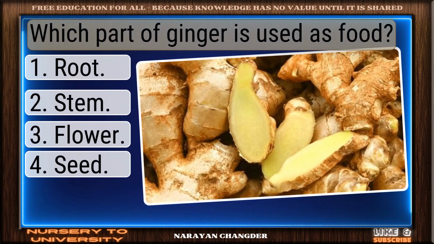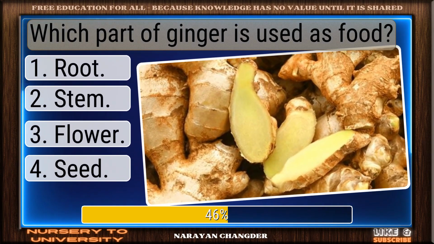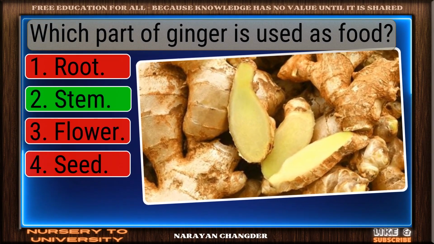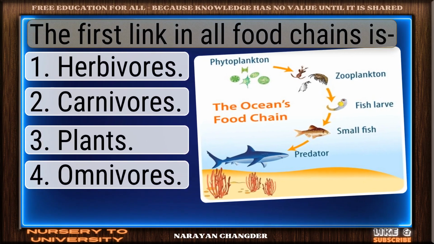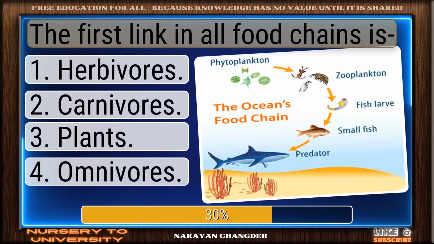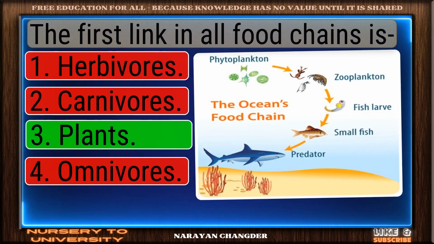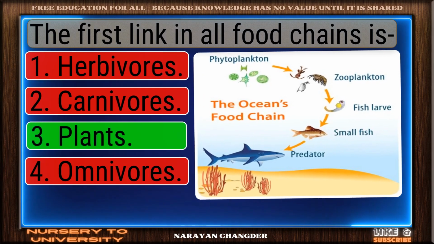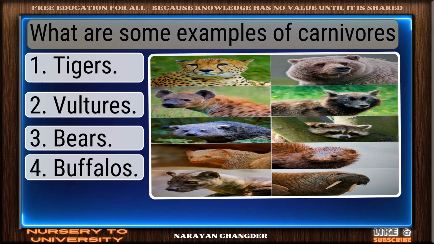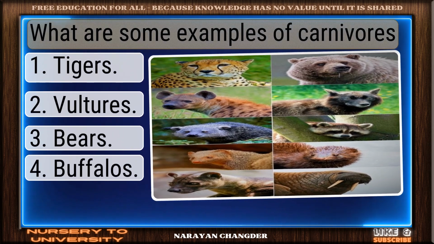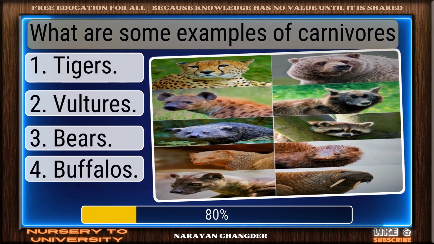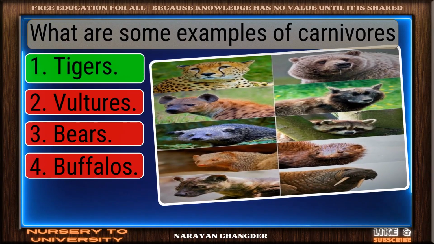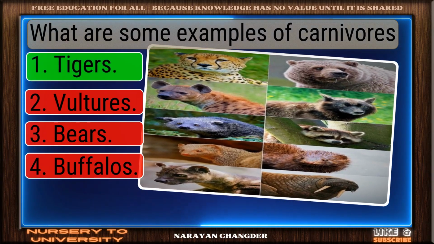Which part of ginger is used as food? Bravo. Stem is the answer. The first link in all food chains is strong choice. Plants is the right answer. What are some examples of carnivores? Correct. Tigers is the right answer.